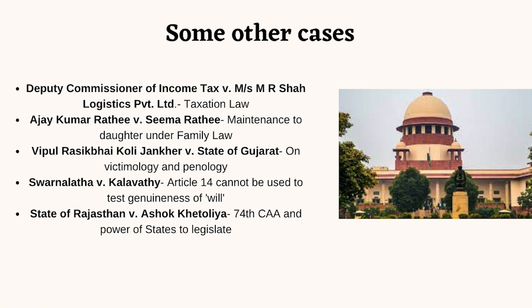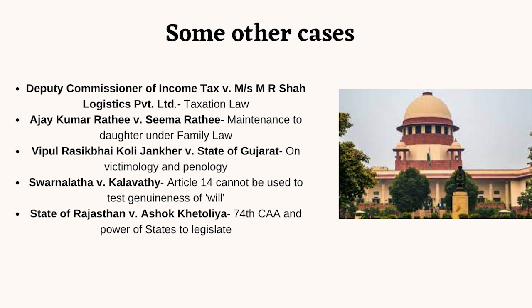The next case would be Swarnlata versus Kalavati. Again, not a very important judgment, but it did lay down an important point that whenever the genuineness of a will or a testament is to be ascertained, Article 14 cannot be used to see whether the will was genuine or not. This was a case in which the issue was whether the will is a genuine document or not, and the contention was that since it does not divide the property equally between the children, the genuineness can be called into question. So in this case, the court has made this finding.